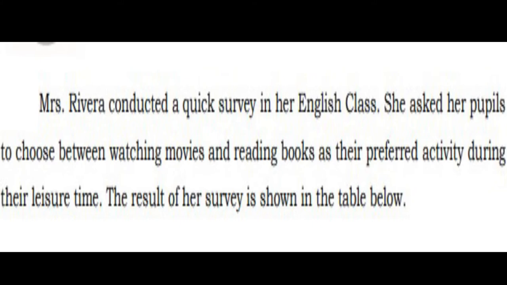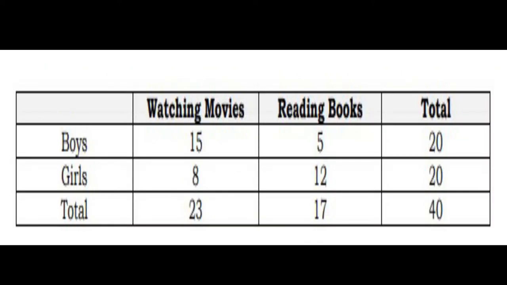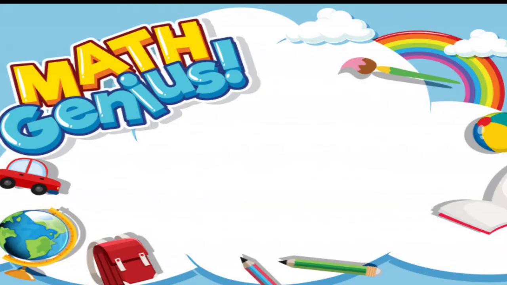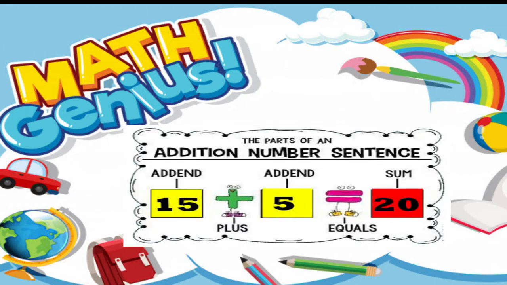Mrs. Rivera conducted a quick survey in her English class. She asked her pupils to choose between watching movies and reading books as their preferred activity during their leisure time. The result of her survey is shown in the table below. For boys, there are 15 boys who love watching movies, 5 boys who love reading books, for a total of 20 boys. Can you still remember your lesson in addition number sentence? 15 plus 5 equals 20. 15 is the addend, 5 is the addend, and 20 is the sum.